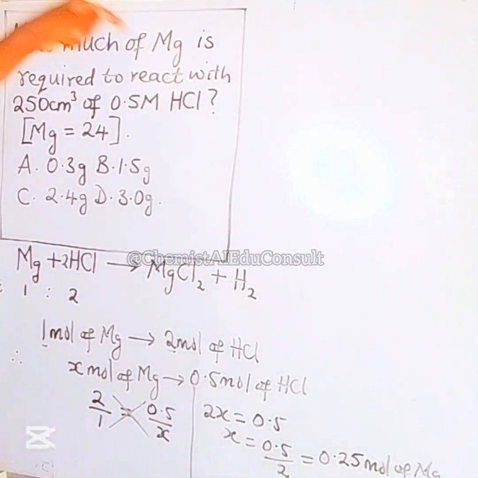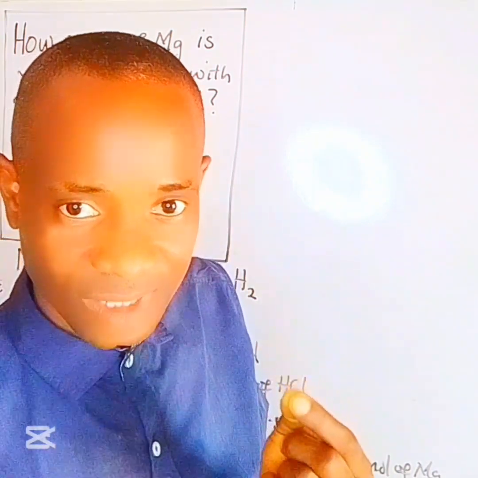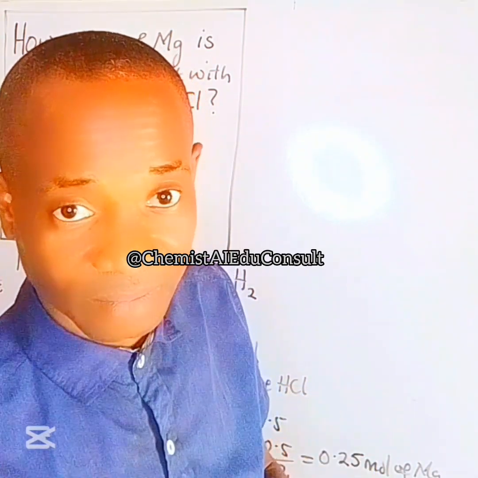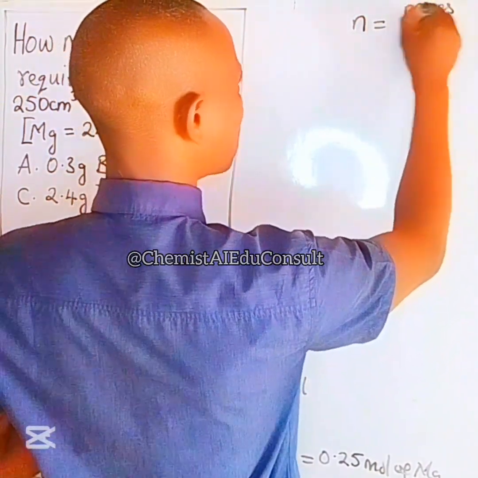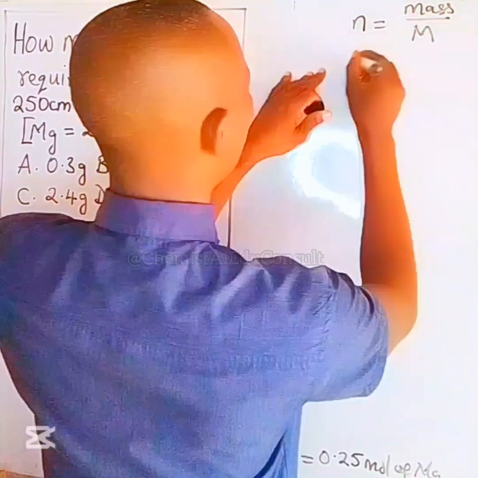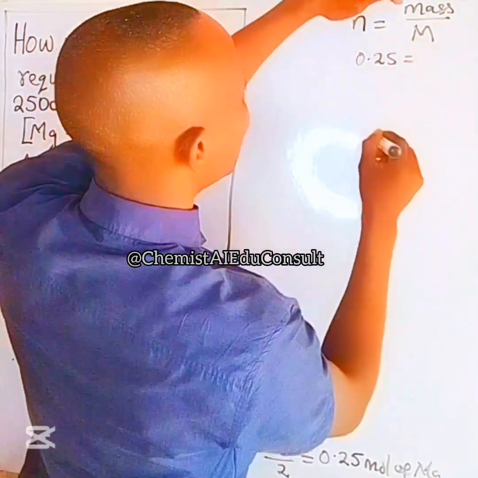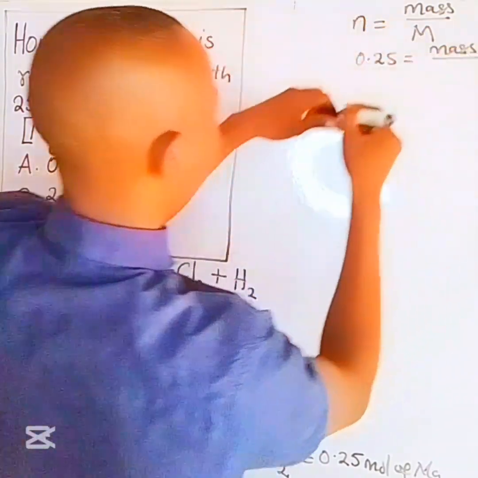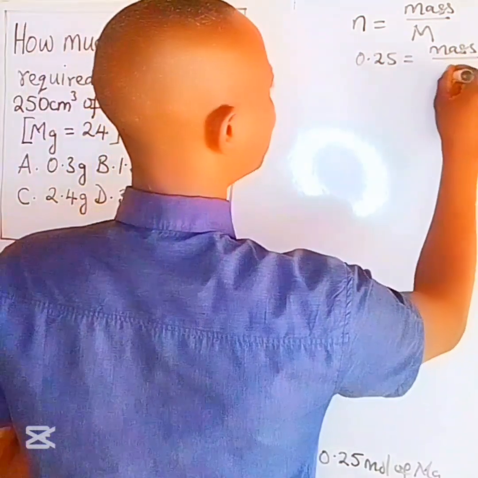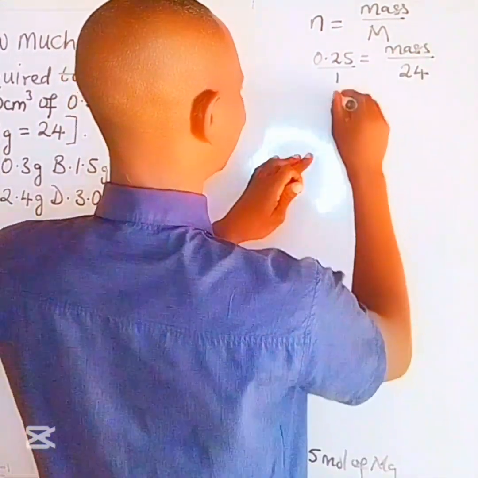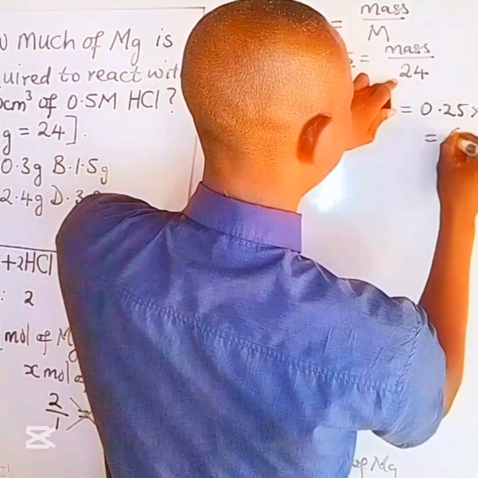But the question actually wants us to express this mole in mass form. That is why it says how much in grams. Recall that there is a relationship between amount in mole and the amount in gram. We have number of mole equals mass, reacting mass, over molar mass. Now, number of mole of magnesium is 0.25. Now, reacting mass we don't know. Molar mass of magnesium is given in the question, which is 24. Mass times 1 is mass, right? 0.25 times 24 is going to give us 6 grams.